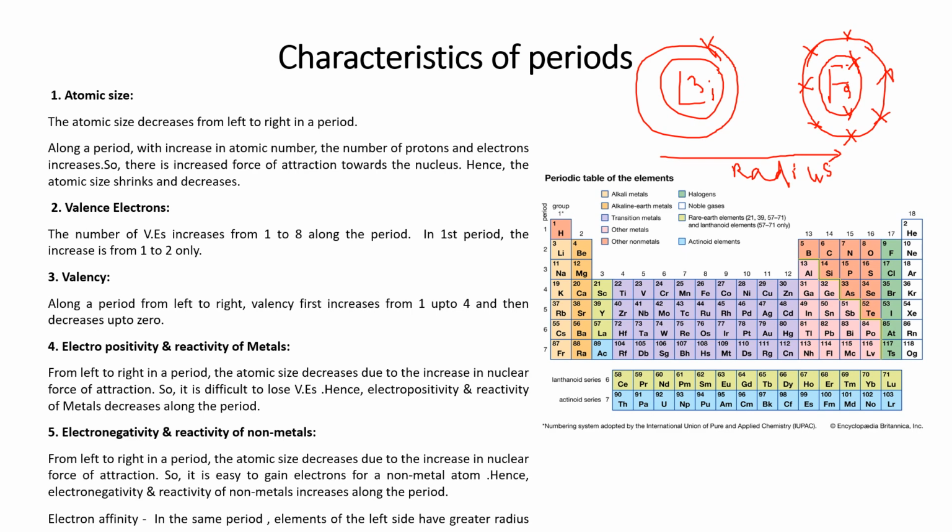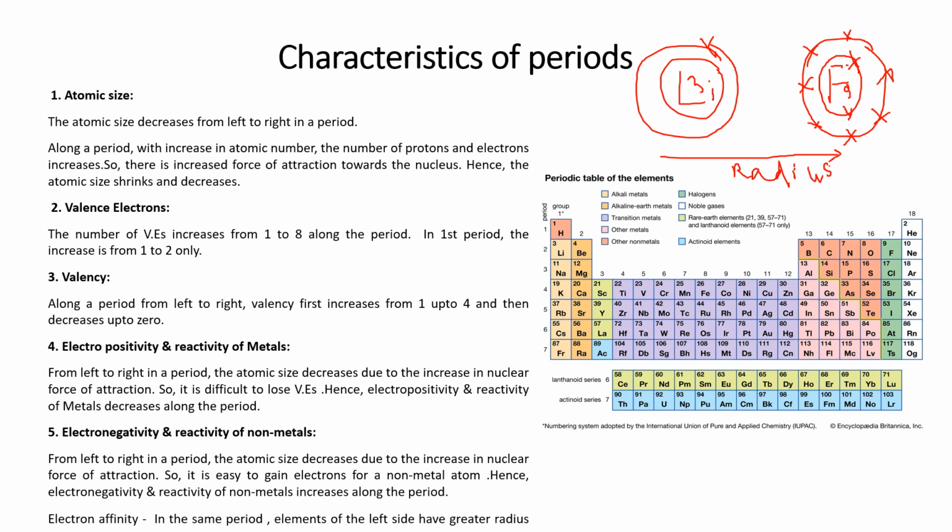Electropositivity and reactivity of metals. We see here that when elements go from left to right in a period, their atomic radius will decrease. When the atomic radius decreases, their attraction will be more. Because of this, it is difficult to lose an electron. So when going from left to right, electropositivity and reactivity of metals will decrease.